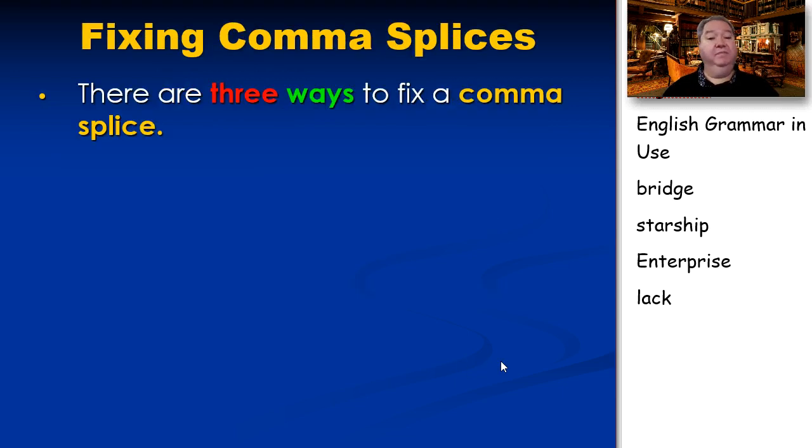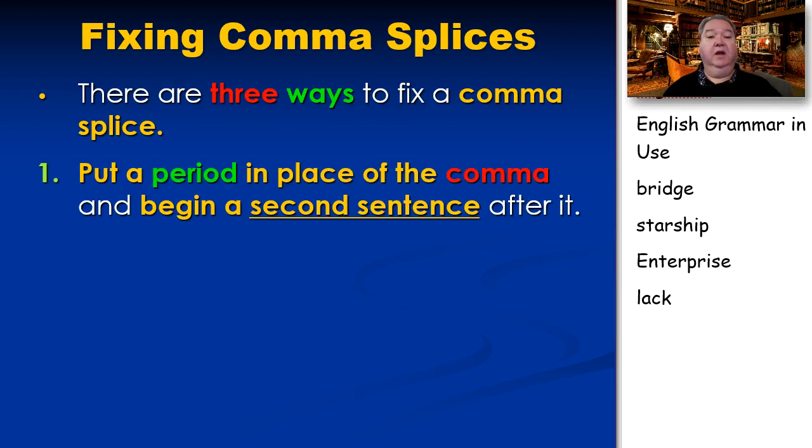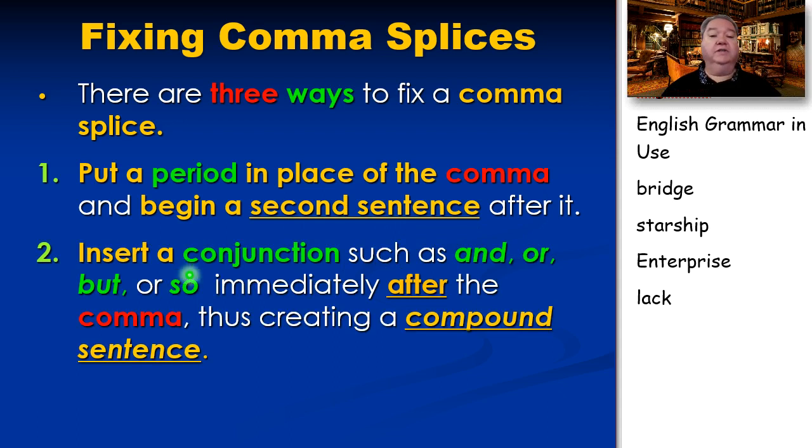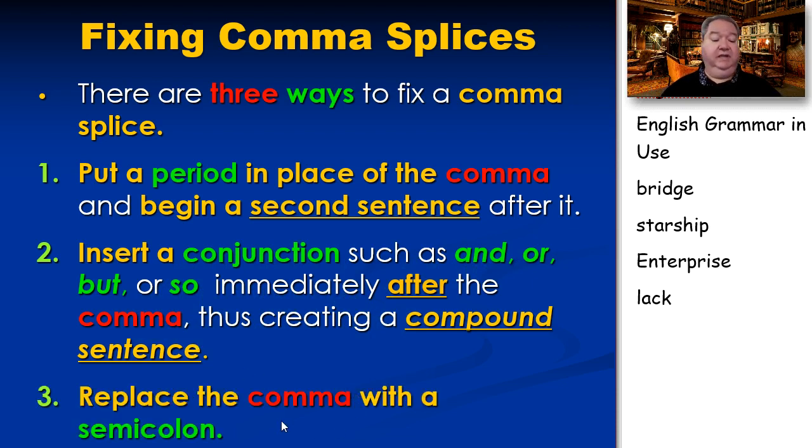There's three ways. Number one, because you have two sentences, you could put a period in place of the comma and begin a second sentence after it. So just separate them. Or you could insert a conjunction, such as and, or, but, or so, after the comma, to make a compound sentence. Comma, conjunction, compound sentence. Or you could replace the comma with a semicolon, like we just saw.